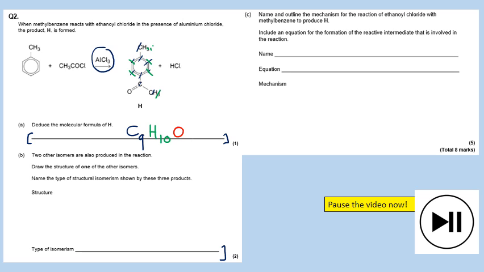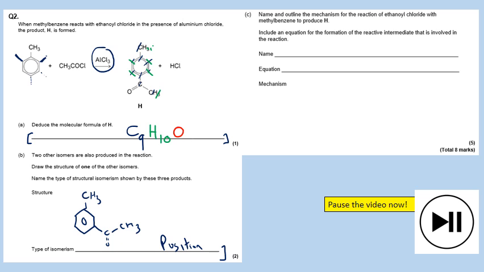2 other isomers are also produced in the reaction. Draw the structure of one of the other isomers. Okay, well, the only thing we can possibly have is instead of having the acyl group here, why don't we have the acyl group here or here? So it's just going to be in a different position on the ring. Be careful, if I put it here or here, they're the same thing, okay? So I'm going to draw the structure out, and I'm just going to put my acyl group on a different place on the ring. And that's positional or position isomerism.